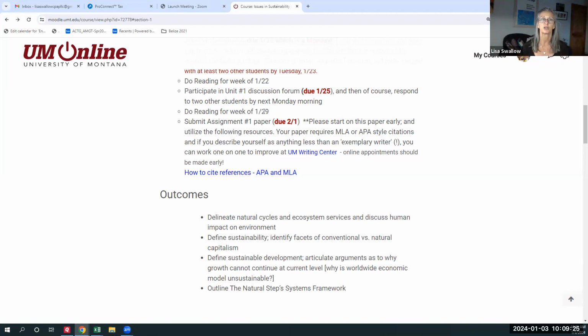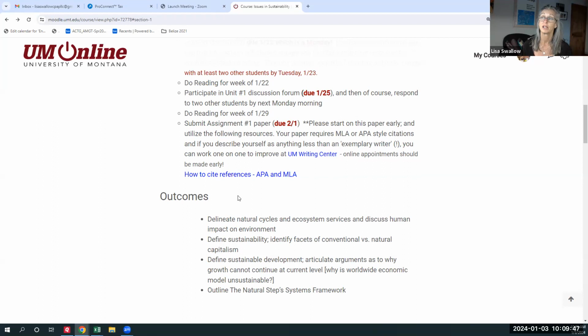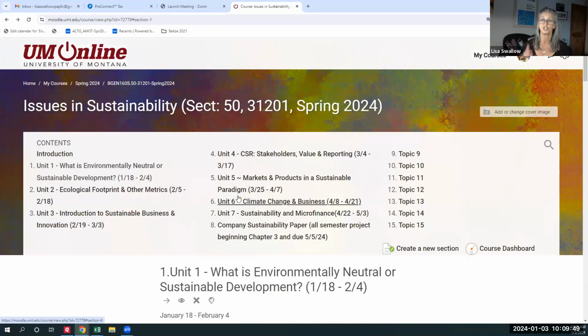So this is a 50-point paper. If you feel like you're gonna need a little support, I would get on the Writing Center's schedule straight away. The citation requirement is either APA or MLA, and if you need a little refresher on an academic paper and how to cite it, please go here and take a peek. Yeah, so that's how I would approach each unit.